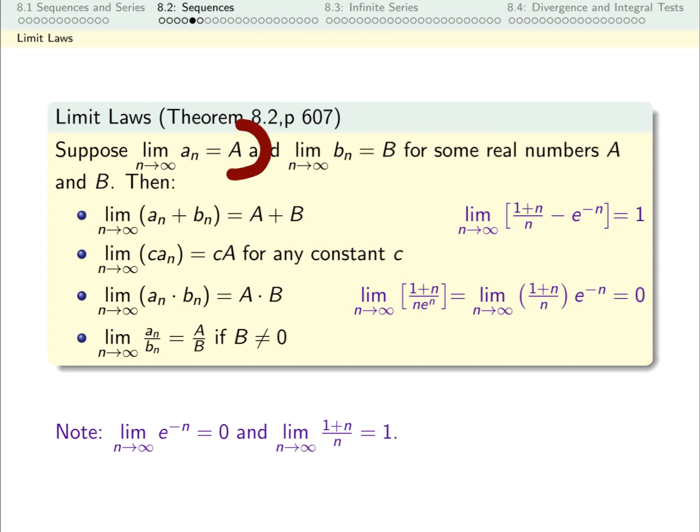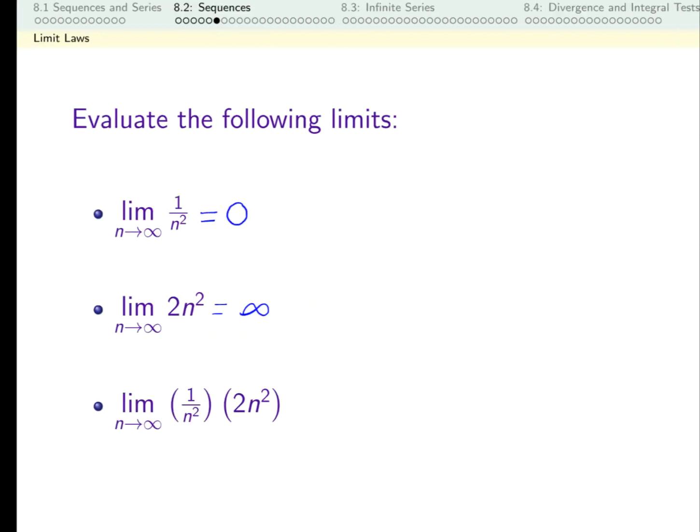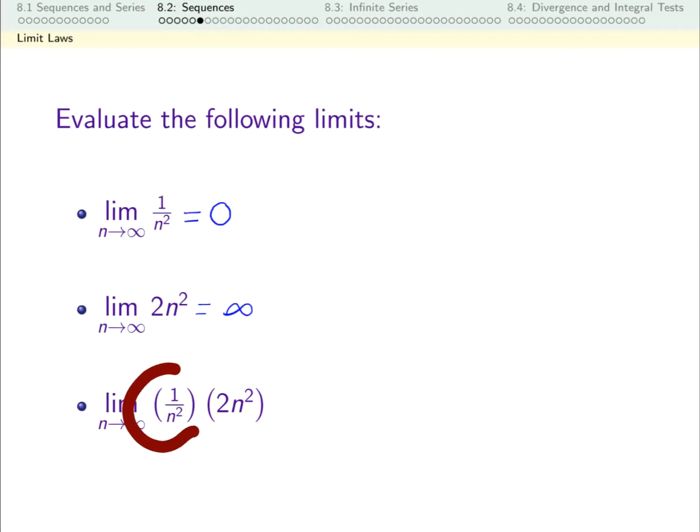I need these limits to be real numbers, and infinity is not a real number. So in this third case, I can't just say infinity times 0 is 0 or infinity times 0 is infinity. I have to be a little bit more clever than that. Infinity times 0 is not defined because in different instances, it's going to give you a different number. In this instance, I can rewrite this limit. While the n squareds cancel, this is just the number 2.